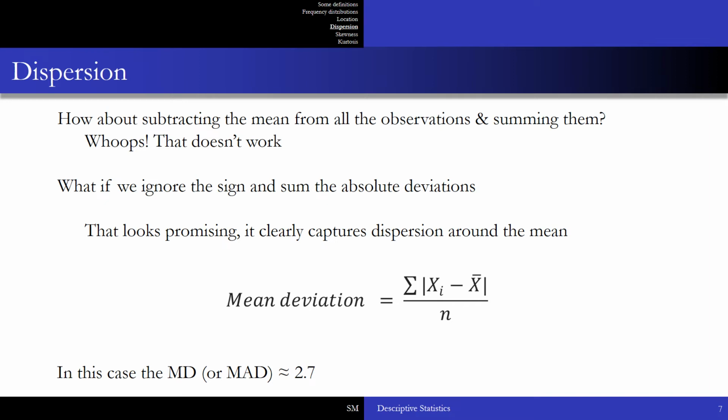The mean deviation, to calculate it, involves summing the absolute value of all of the observations minus the sample mean, and dividing that sum by n. So for each observation, we subtract from it the sample mean, take the absolute value, do that for each of the observations, sum them, and divide them by the sample size. In this case, as we've seen before, the MD, as it's sometimes called, or even more attractively, MAD, M-A-D, is approximately equal to 2.7.